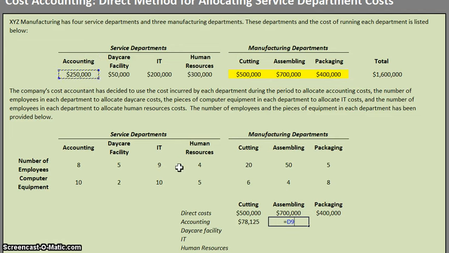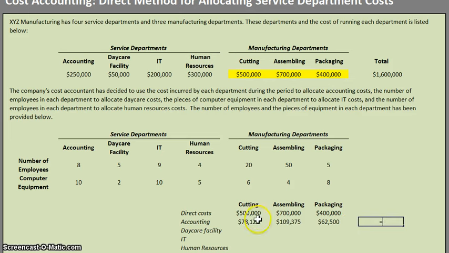250,000 times 700,000 of the 1.6 million. They're going to get 109,375, and then same thing for packaging. So 250,000 is what we're allocating. They're going to get 400,000 of the pie, so 62,500 is going to be there.